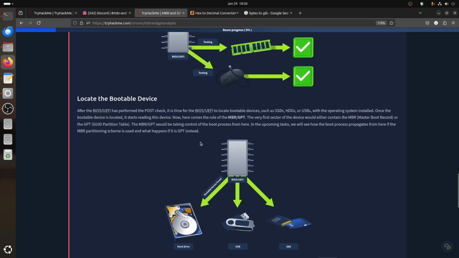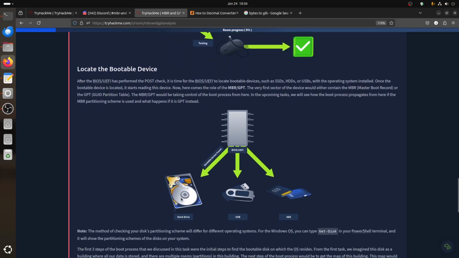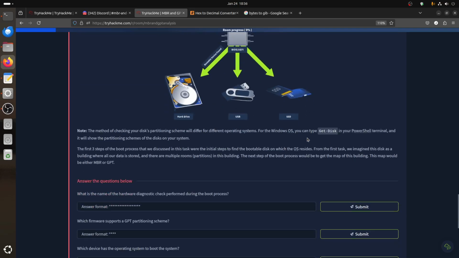Locate the bootable device, either to boot from hard drive or boot from USB. There is no SDK. You can do that too. Okay, guys, you can read about it. Let's go quickly. Note: the method of checking your disk partition schema differs for different operating systems.